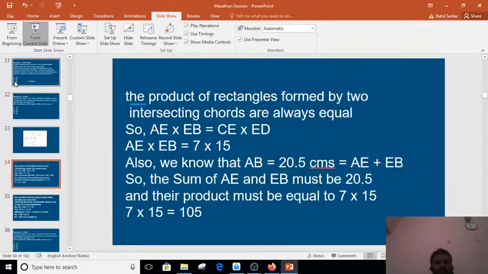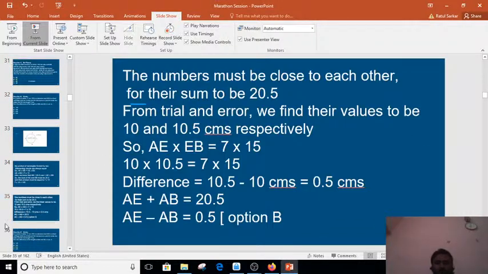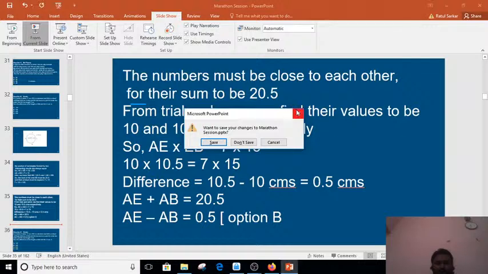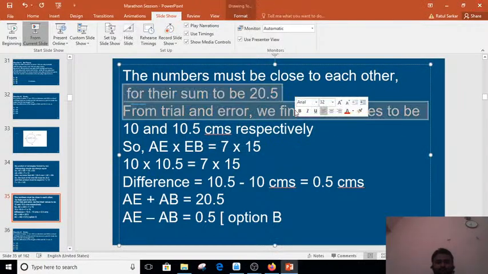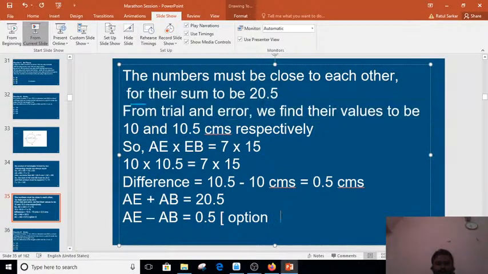The option is C. So I'm checking for option C here. Okay, so I check for option C.